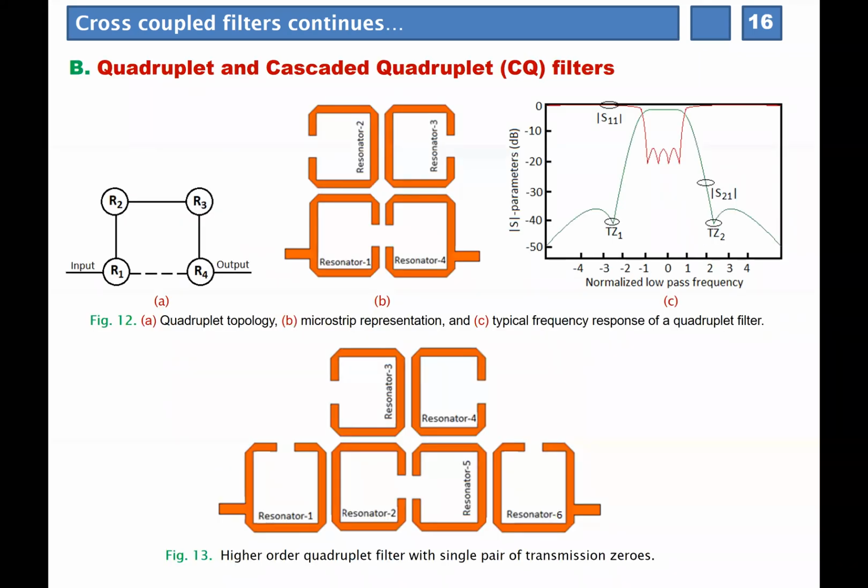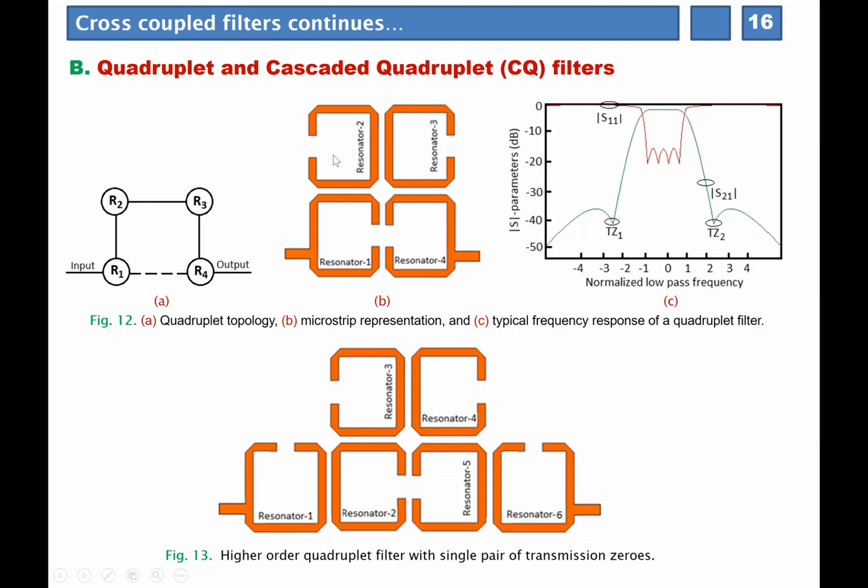So the next one is called the quadruplet. Here 4 resonators are there, and you can see the direct path R1, R2, R3 to R4, all are magnetic in nature, but one bypass coupling from R1 to R4 is electric in nature. If you implement this filter in microstrip line or even in SIW, you will get one transmission zero at the lower end, lower stop band, and one at the upper stop band. This is called quadruplet designing.